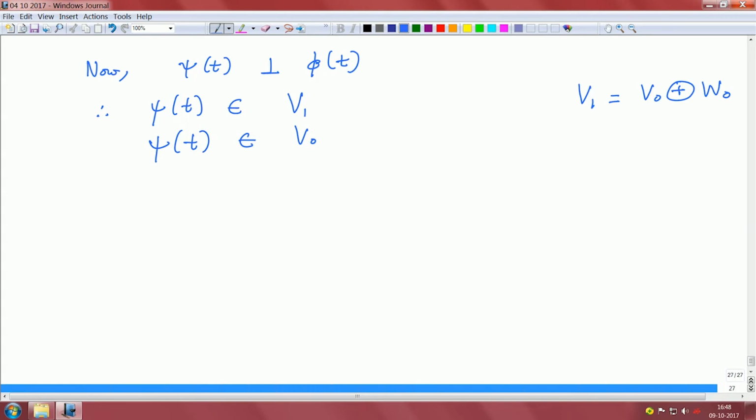So, basically it does not belong to V0, right. Psi of t belongs to V1 and psi of t belongs to W0. Okay. So, it belongs to W0 space because it is the orthogonal complement of V0, and it belongs to the original space V1 because V1 has discontinuities at plus minus half, plus minus 1 and so on.